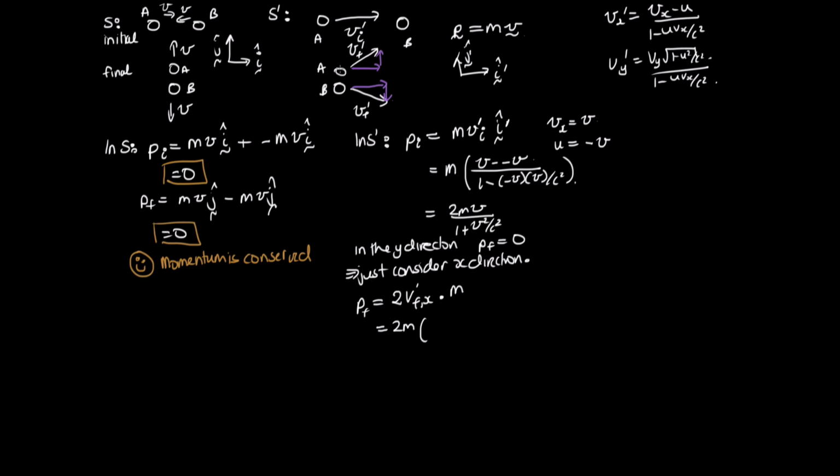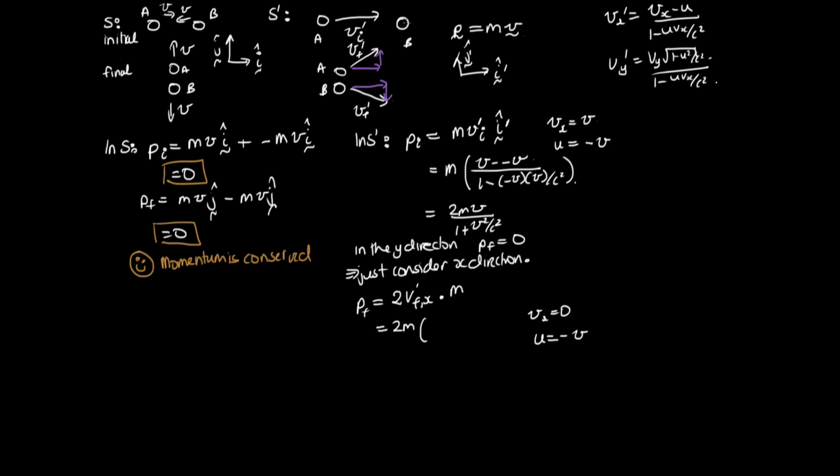Let's consider ball A. For ball A, Vx, that's the velocity of ball A in the x direction in the unprimed frame. Now we're considering the final state here. So here the ball has 0 velocity in the x direction. So we'll have Vx is equal to 0. And u, that's the relative speed of the two frames. That hasn't changed from up here.